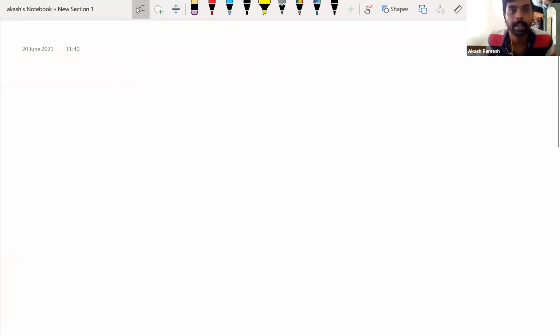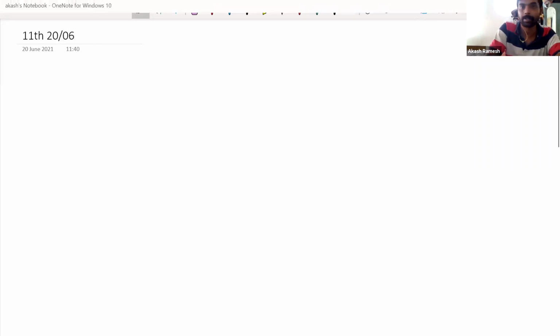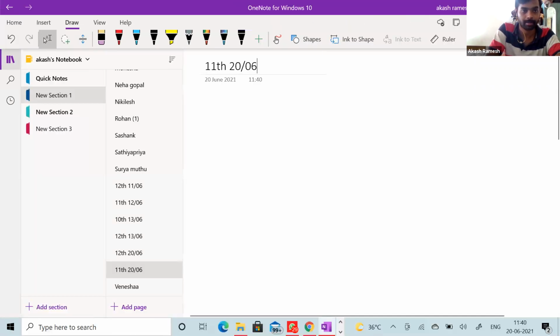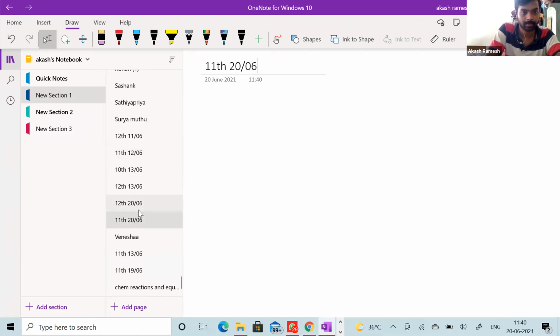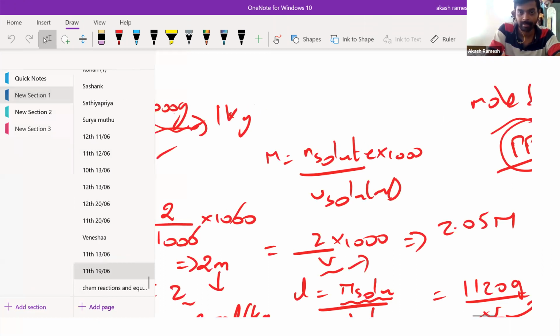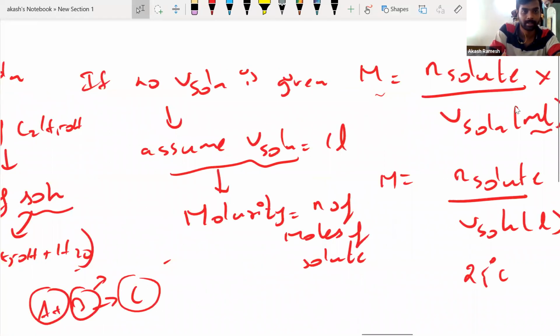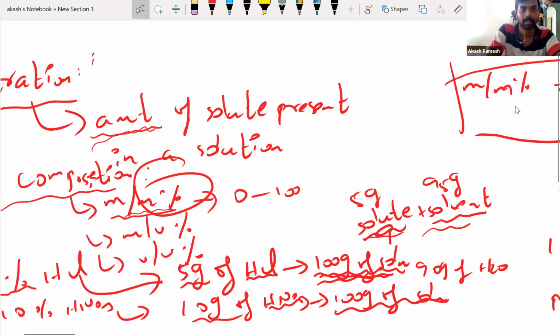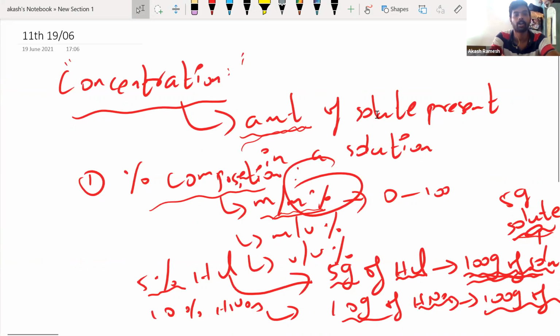So people, hope you all remember what we are seeing. Let me just make the page name. So this is 11th, 2006. Okay, fine. I hope you all remember what we have been seeing. Maybe if I just show you the previous one, it would be better. Yesterday's class. I hope you remember we started with concentration, right?